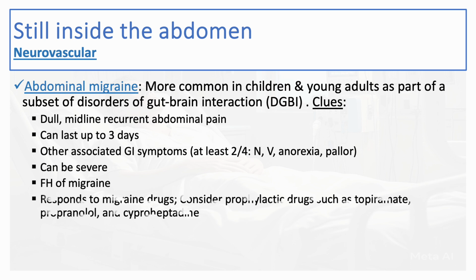be a useful clue. And it usually responds to the migraine drugs during the acute episode, and also if you want to use preventive medications to prevent future episodes if you think this is what's going on with your patient. So consider medications you use for migraine like topiramate, propranolol, and cyproheptadine. So these are some examples of causes of abdominal pain when imaging is not very clear or straightforward.